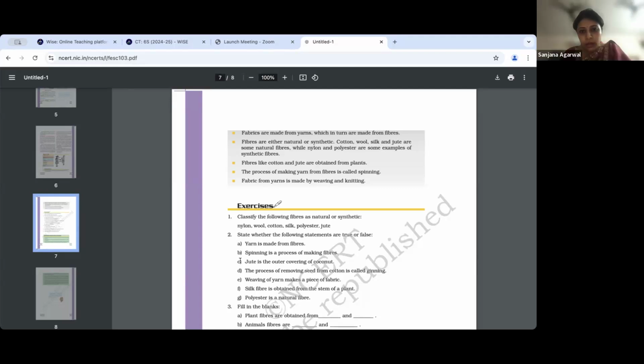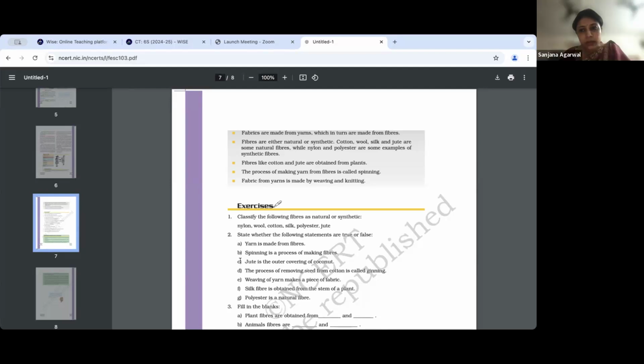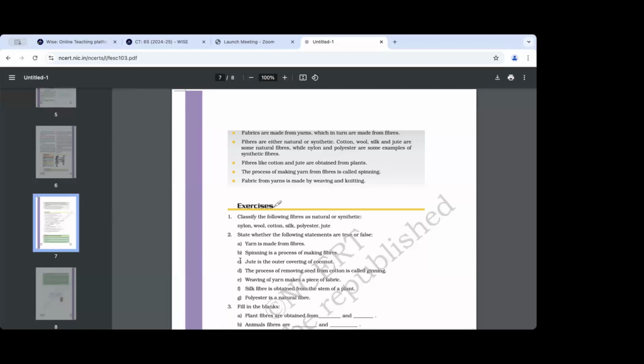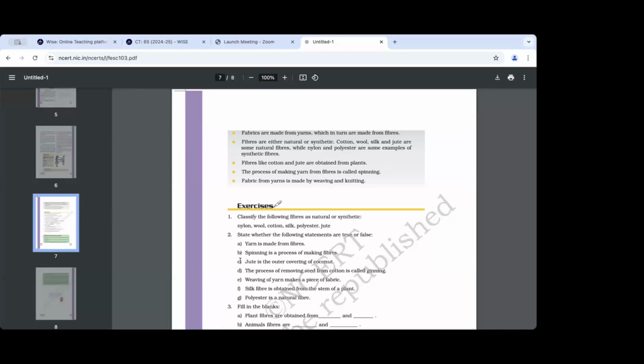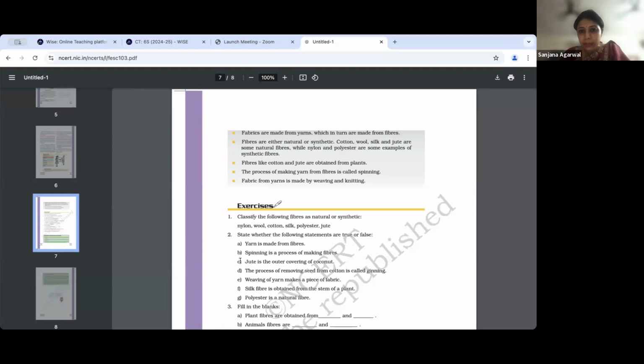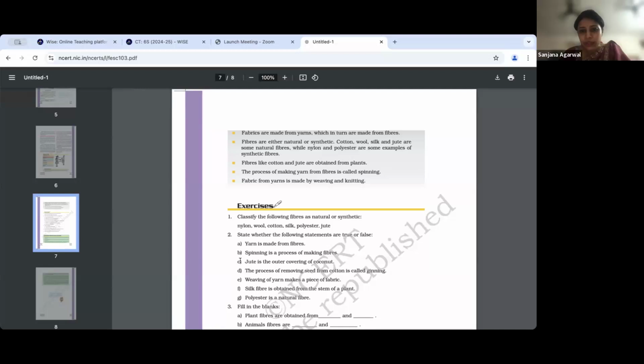Jute is the outer covering of coconut. False. Then jute is what? Jute is the stem of the plant. Okay. The process of removing seed from cotton is called ginning. True. Okay. Weaving of yarn makes a piece of fabric. True.